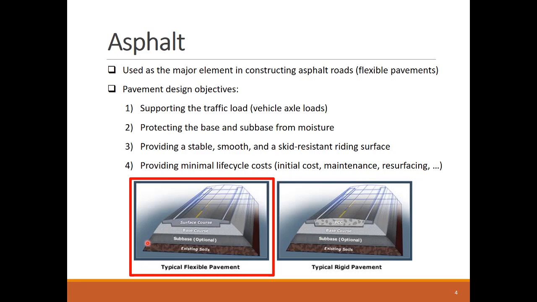Asphalt is a major element in constructing flexible pavements. This pavement type gained its name from the viscosity and flexibility of asphalt as its binding material, compared to rigid pavements made from plain cement concrete (PCC). The pavements are designed with the objectives of supporting the traffic load, mainly truck axle loads, protecting the aggregate subbase and base from moisture and rain runoff, providing good riding quality, and minimizing the pavement costs over its life cycle.